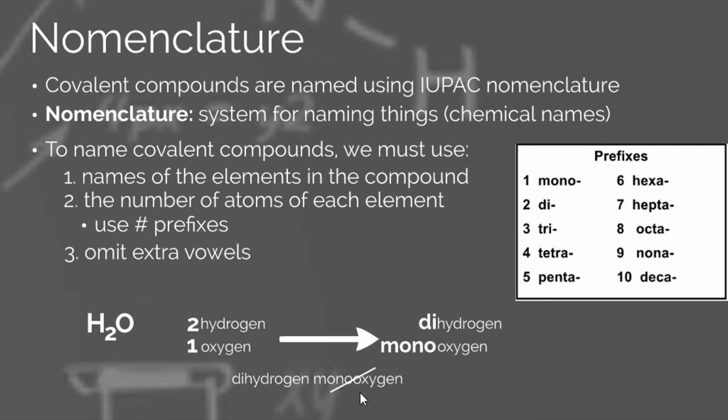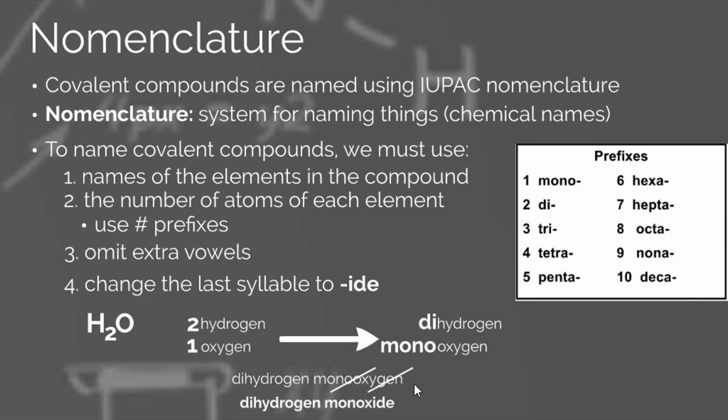So that's the first edit that we have to this. And then the second one is that we want to change the last syllable of the name to IDE. This is very important because that suffix IDE tells us that we have a chemical compound, that it's not an element on the periodic table. These are atoms that have been bonded together. So we'll take that GEN, drop it, and replace it with IDE. So in the end, it's dihydrogen monoxide.